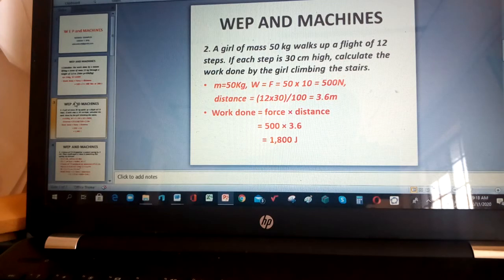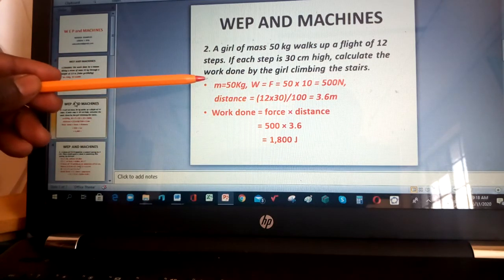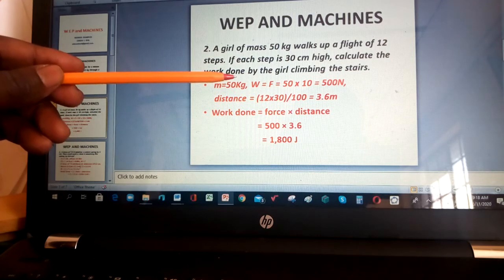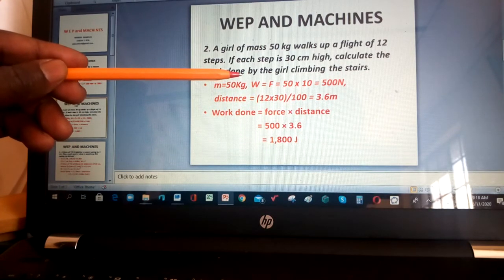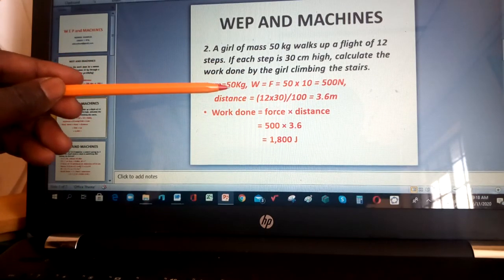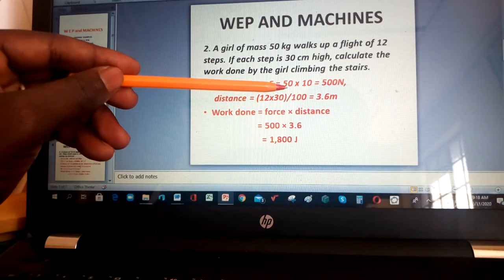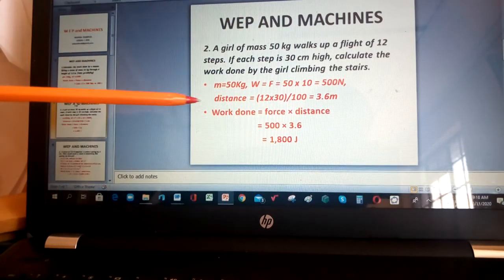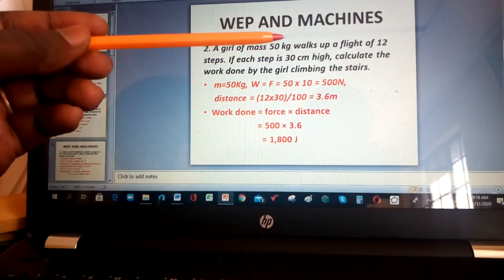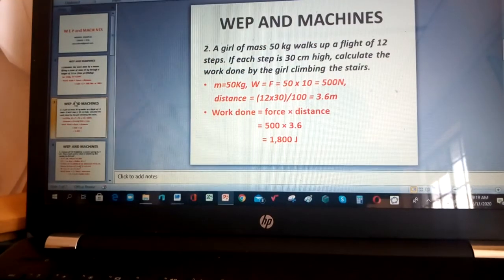A girl of mass 50 kg running up. The first thing that you have to remember is to sort out. You see, I'm sorting out, writing what has been given. I'm given mass is 50. This topic deals a lot with the force and the distance. The energy change is the same as work done. From mass, I'm able to go step by step to get force. Force due to mass is given by the formula mg. Then you have the distance, which has been given in centimeters. You get the total height of the steps. Division by 100 is to convert. I've converted, so work done can be easily found.